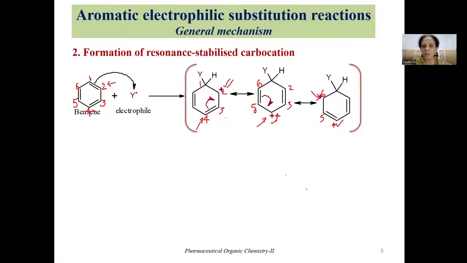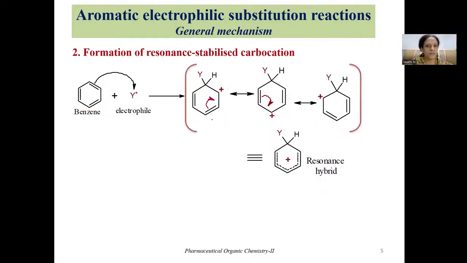That means the resulting carbocation has 3 resonance structures. So this resulting carbocation is also known as benzenonium ion or arenium ion. If you observe the resonance structures of the resulting carbocation, in all these 3 structures, this hexagon ring is common, which is part of benzene structure. And in all the structures, the electrophile Y attacks at first position. Because of that reason, the first carbon is tetravalent.